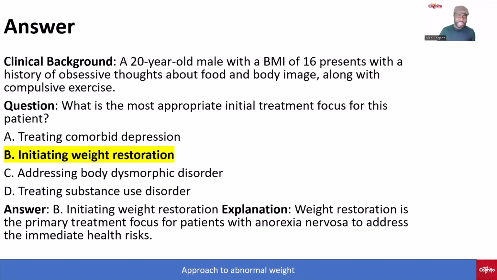So with this patient, look, the BMI is 16. Weight restoration is the primary treatment focus for patients with anorexia nervosa to address the immediate health risks. Yes, the patient may have depression. Yes, the patient may have body dysmorphic disorder. Yes, the patient may have substance use disorder. However, the first thing you want to focus on is to make sure that this patient's weight is being restored. That's the first thing you want to deal with, because if you start dealing with that, then you know that you are getting the patient in the right space.